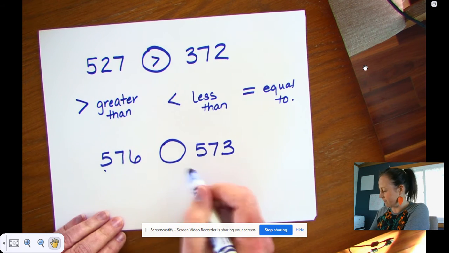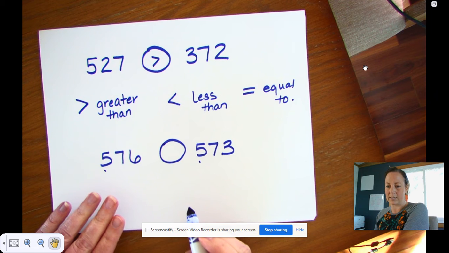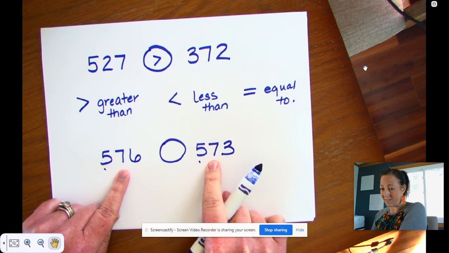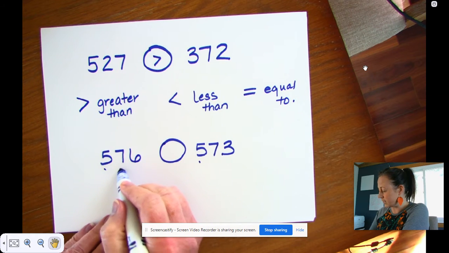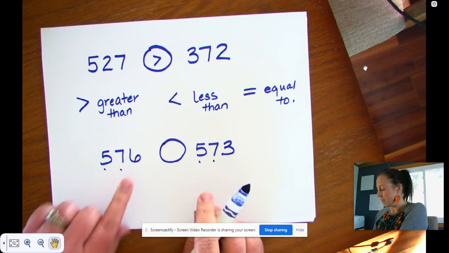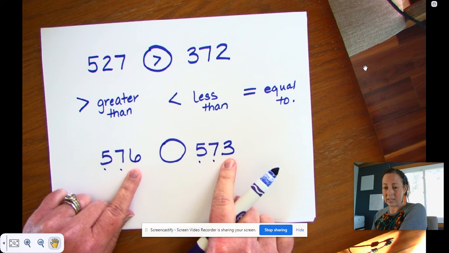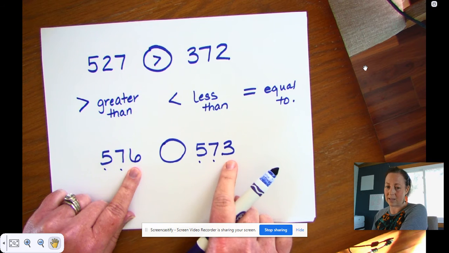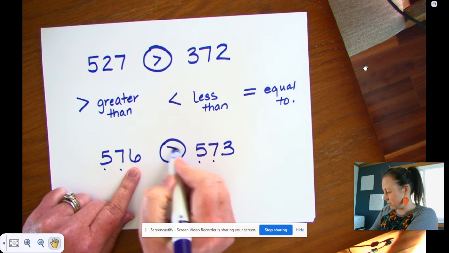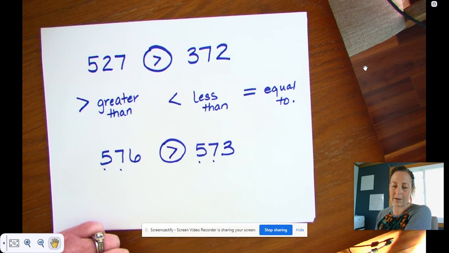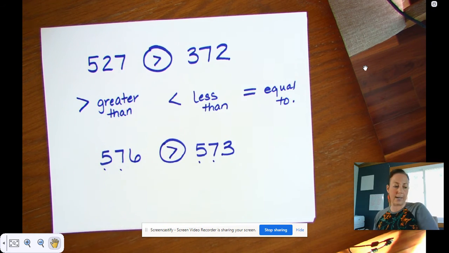Sometimes I put a little dot by them just to say, oh, I've already looked at that place value. Then I look at the next place value. Well, those are both 7s. So I'm going to put a dot by those and I need to move on because so far my number is exactly the same. This time I'm looking in the ones place to find that 6 ones is greater than 3 ones. So again, I'm going to have to put the greater than symbol. Okay, pretty easy to follow. I'm not going to spend much more time on that because I think that you know how to do it.